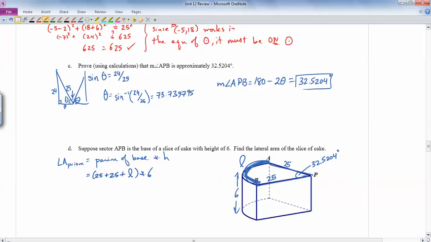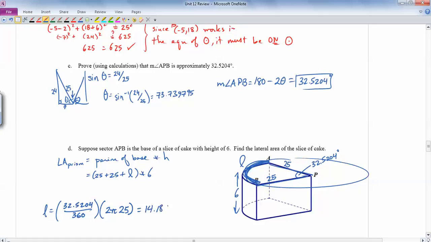So, well, L is the arc length of this sector. So L is going to be a fraction of a circumference that would look like that. So it's not the full circumference, it's 32.5204 out of 360. It's that fraction of the full circumference, 2 pi 25. And if you work that out, that ends up being 14.1897. So that's going to go here.